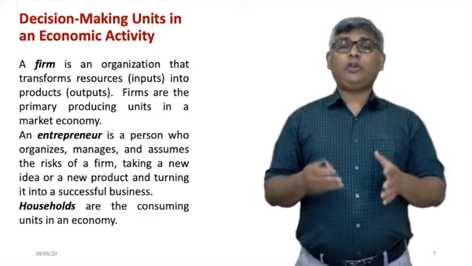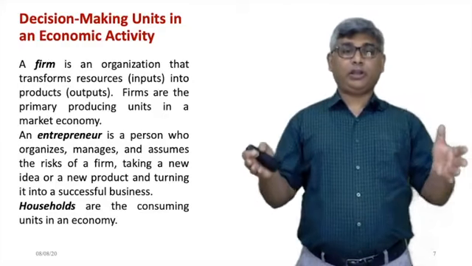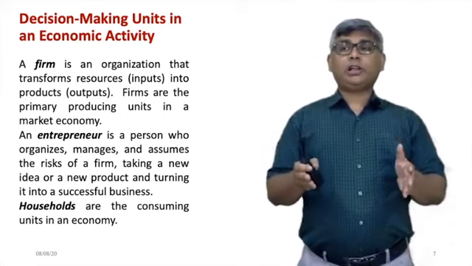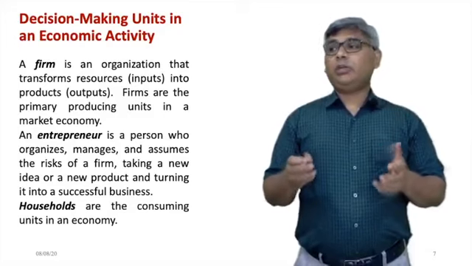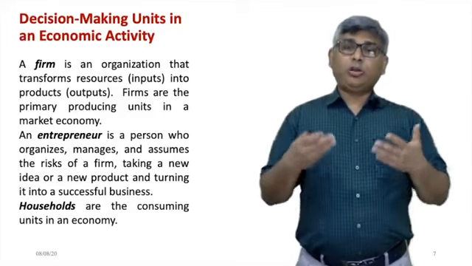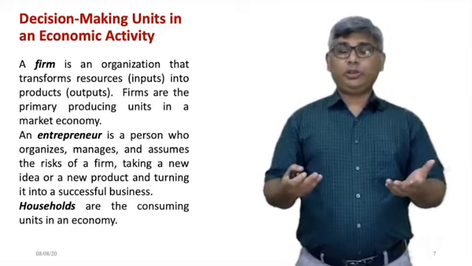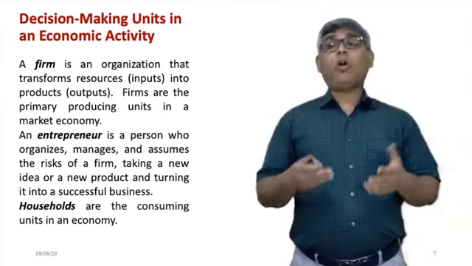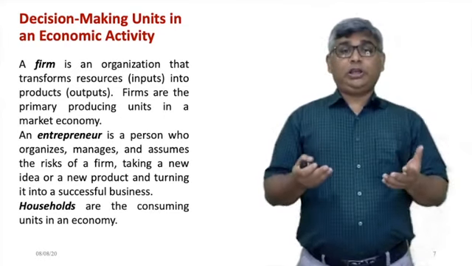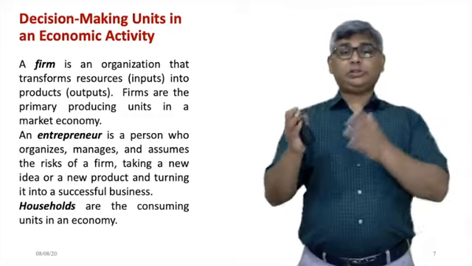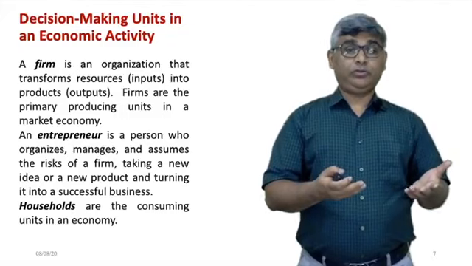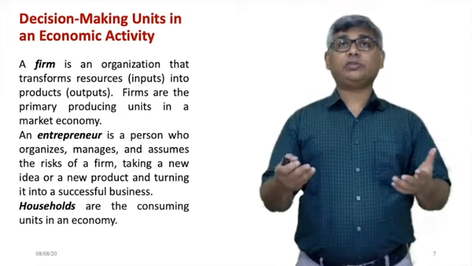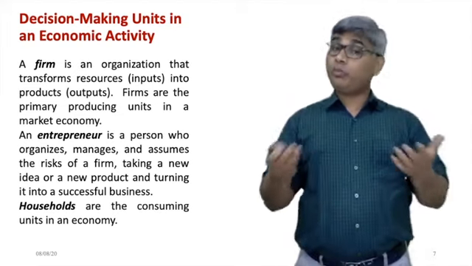So that is basically what we call a firm, because it is a manufacturing plant or an organization that transforms resources into products. Firms are the primary producing units in an economy, because exchange of money only comes into picture when we are making something and selling it. An entrepreneur is the one who operates this firm. An entrepreneur is a person who organizes, manages and assumes the risk of running this firm, taking new ideas, making a new product and turning that venture into a successful business by generating profit and giving employment.